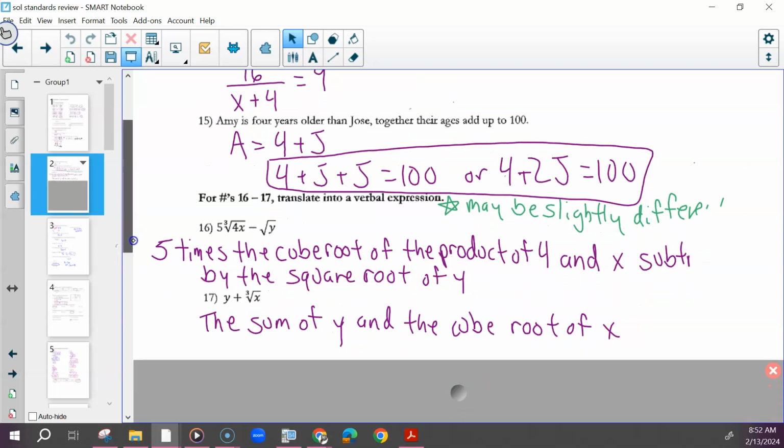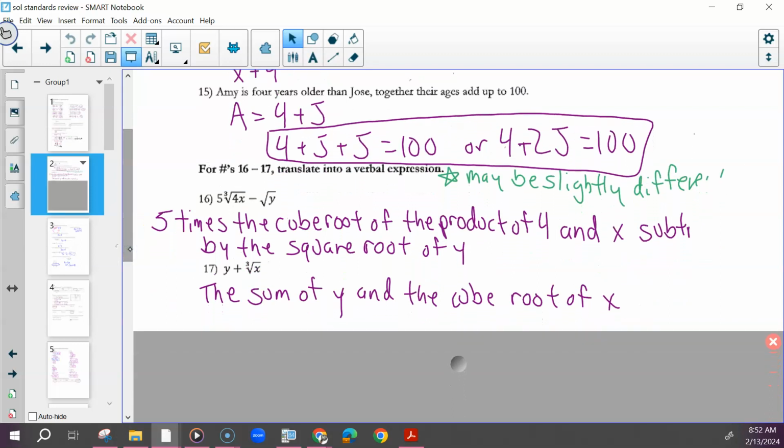For 16 and 17, your words don't have to match mine exactly. I just put something that would make sense. There are other ways to write these. But what I have is 5 times the cube root of the product of 4 and x, that was supposed to say subtracted by the square root of y. And then for 17, the sum of y and the cube root of x.